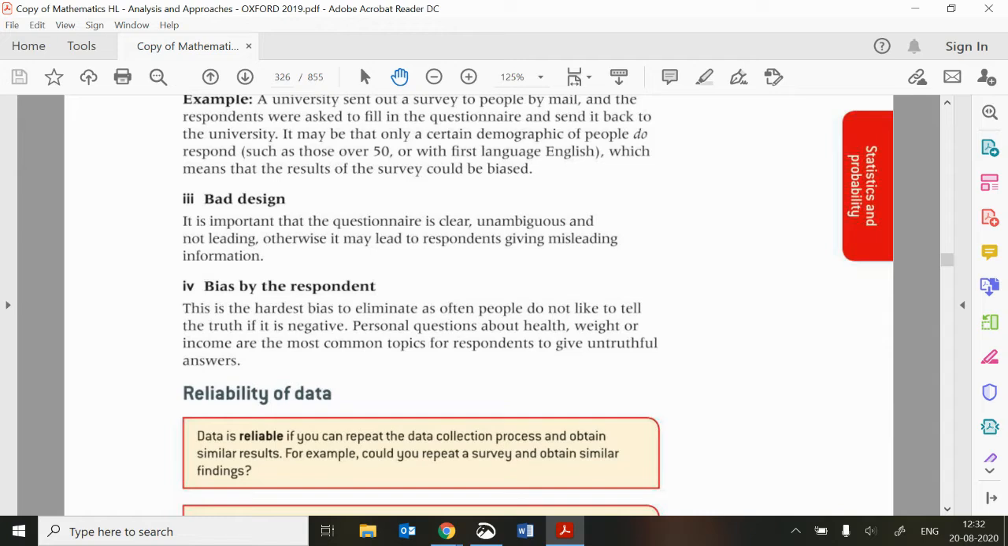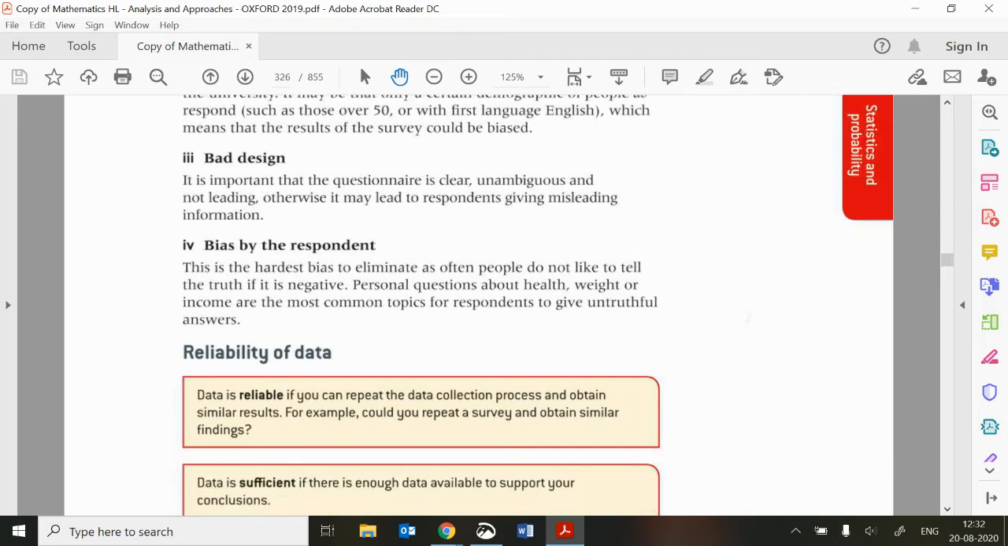But obviously your questions need to be clear. Obviously they need to be unambiguous. You shouldn't have tick boxes where you could tick either of 2 different cases and both would satisfy your answer. For example, how many hours of homework do you do a night? 0 to 1 or 1 to 2. Well, maybe I do 1. Maybe I fit into both. So that could be an example of bad design.